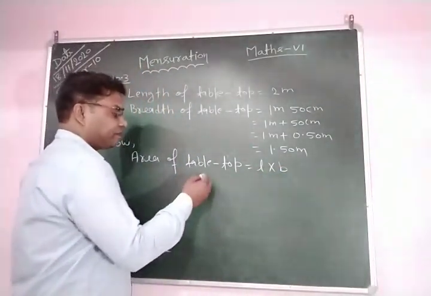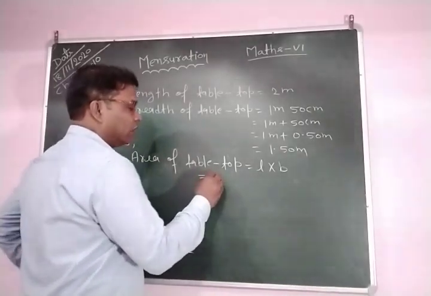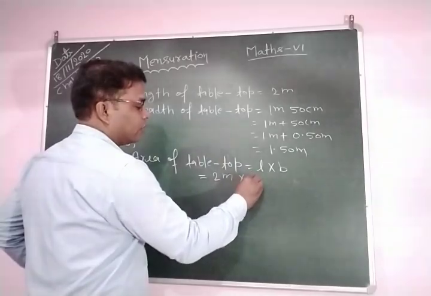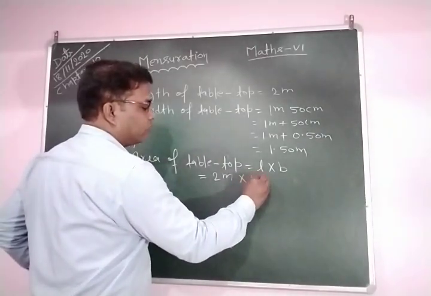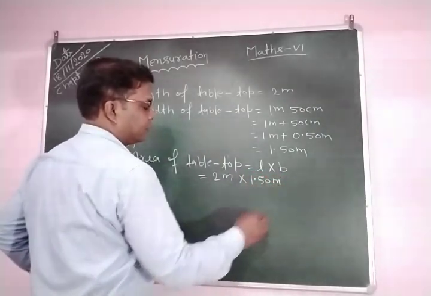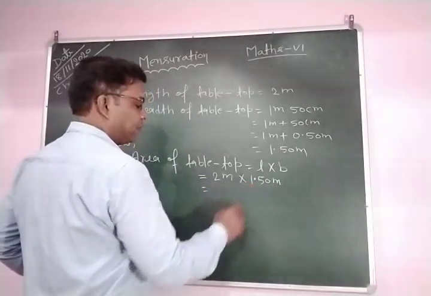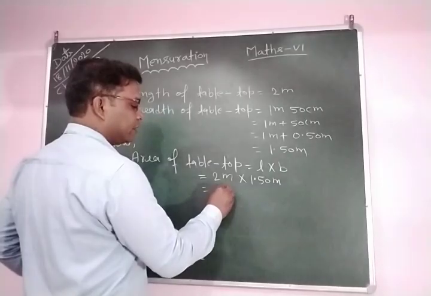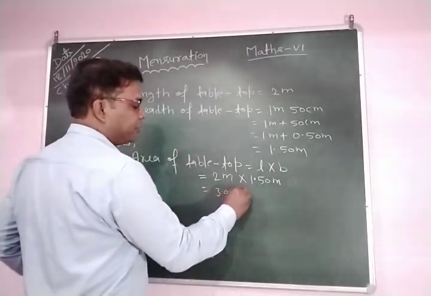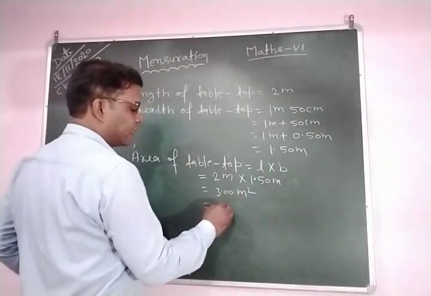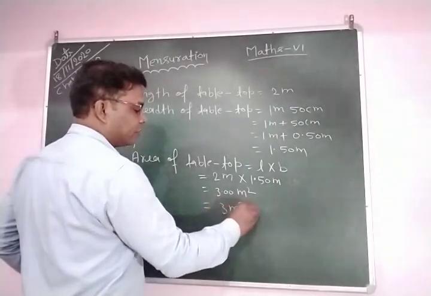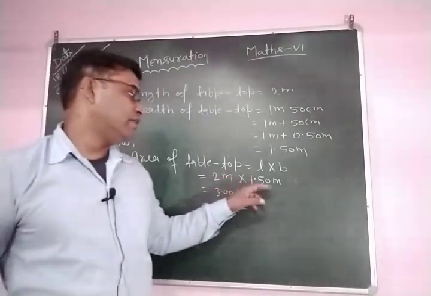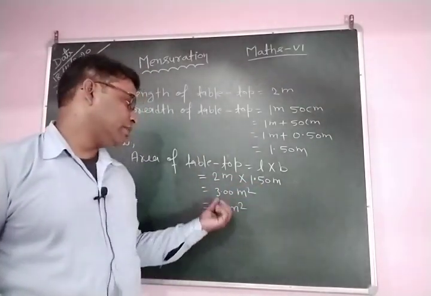Length is given here. What is the length? Length is given here 2 meter into breadth is given here 1.50 meters. When you multiply this, then you obtain 3.00 meter into meter square, or you can write it 3 meter square. Clear? When you multiply 2 into 1.50 meters, you obtain 3.0.